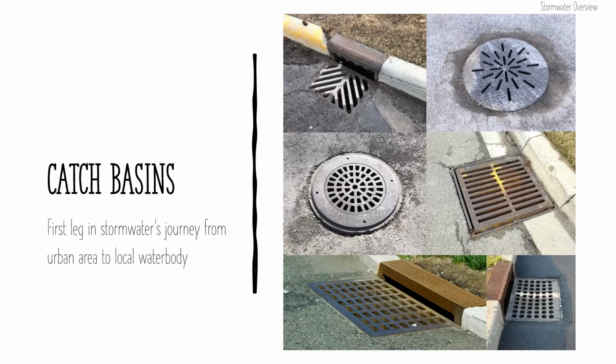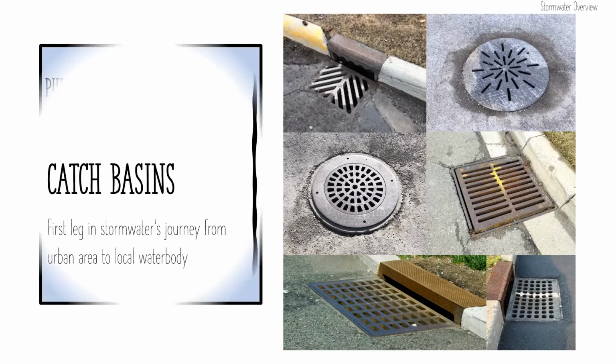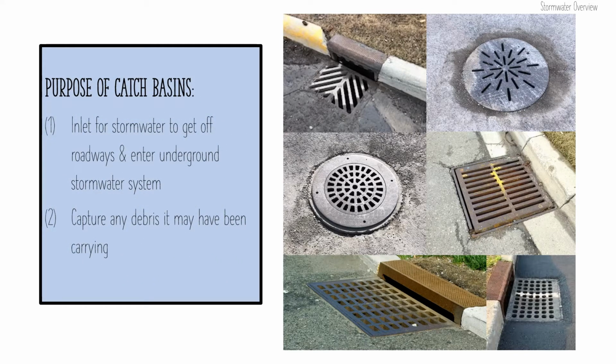The term catch basin just refers to an engineered drainage structure that facilitates the movement of stormwater from roadways or parking lots to a local water body. Here are some examples of what they may look like. You've definitely seen these within roadways or along curbsides before. They're really everywhere. So as I kind of said, the purpose of catch basins is twofold. One, they serve as an inlet for stormwater, allowing that stormwater to get off the roadway and enter into the system of underground pipes that moves that stormwater to a local water body. And two, they ideally catch any debris that the stormwater was carrying with it, like leaves or garbage, hence the term catch basin.